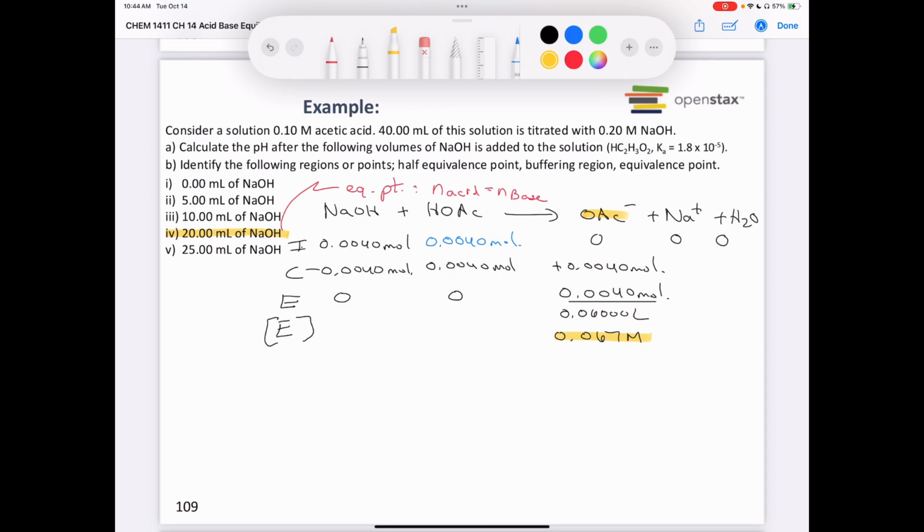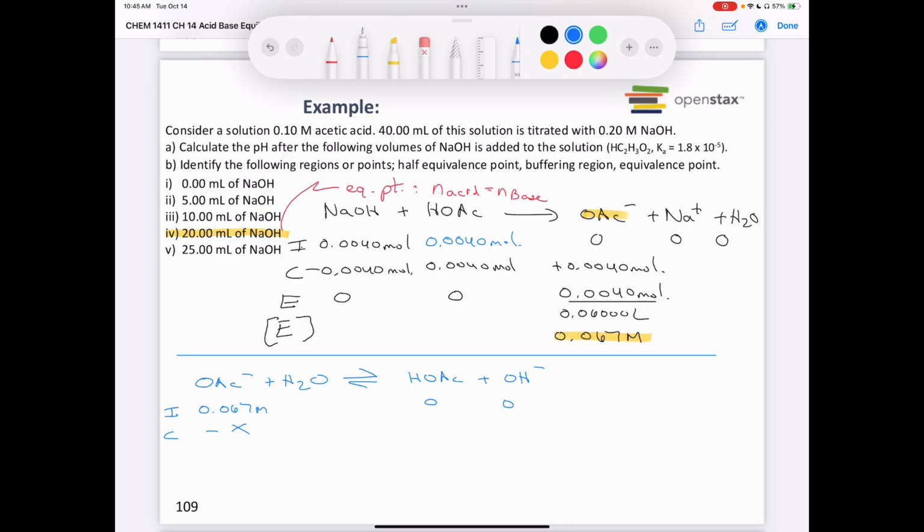So now we need to set up an ice table with the conjugate base, our acetate ion, and we need to figure out the concentration of our hydroxide so we can evaluate a pOH. So now we need to write out the equilibrium expression for the acetate ion in water. And acetate is a base, so it's going to pull a proton off of water to give you acetic acid plus hydroxide ions. We know our initial concentration is 0.067 molar here. We have 0 and 0. We're going to lose X, we're going to gain X, we're going to gain X here.